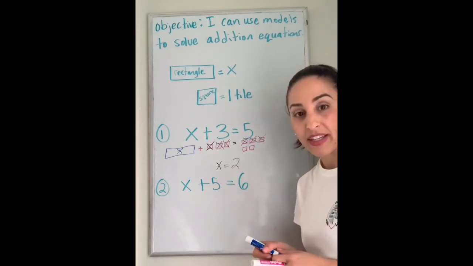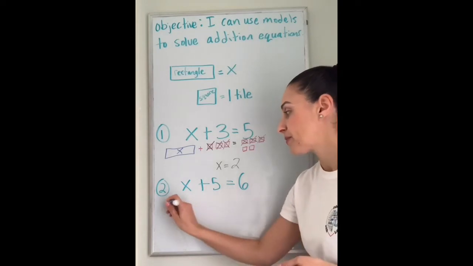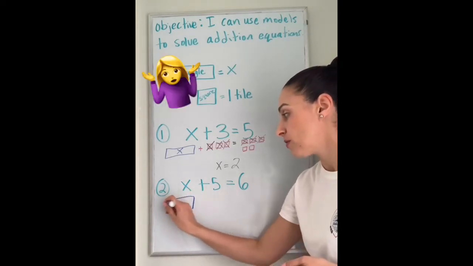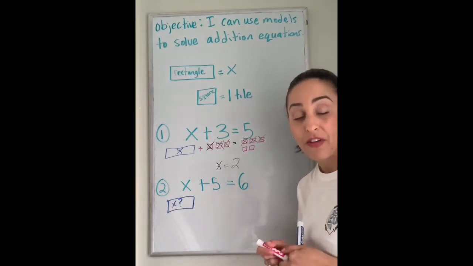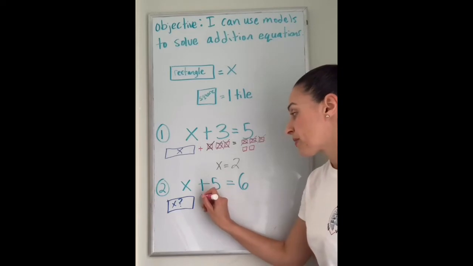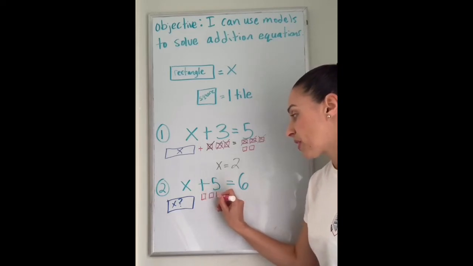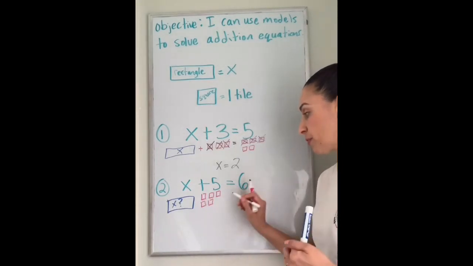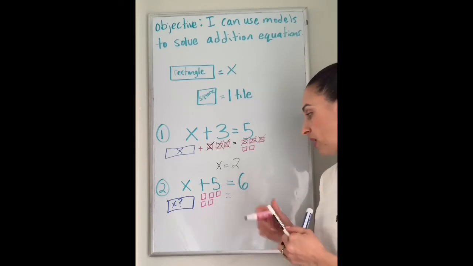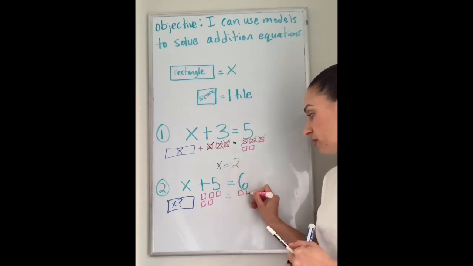X, I use a rectangle to represent the X. And the X is, I don't know, a mystery number, right? I don't know what's there. I don't know how much it's worth. Plus 5, plus 5 little squares. 1, 2, 3, 4, 5. Okay. Equal to 6. 1, 2, 3, 4, 5, 6.